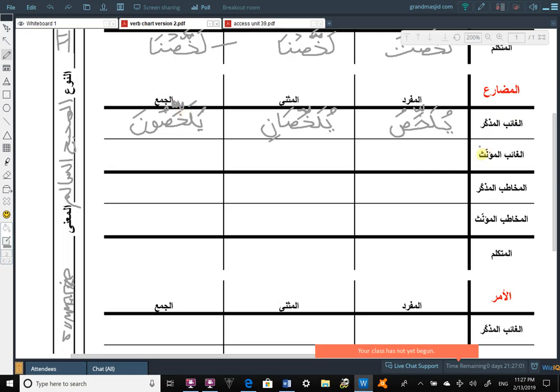Then here for feminine, tulakhisu. And then tulakhisani. And then here we add just the noon al-niswa. The noon that we're adding here is not the noon of being marfu', but the noon of niswa, the feminine noon. Yulakhisna.